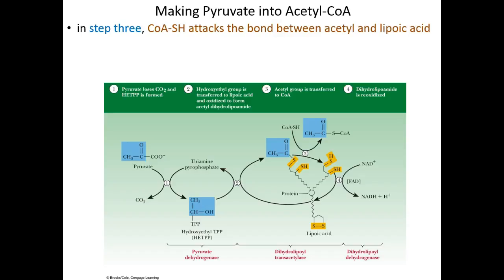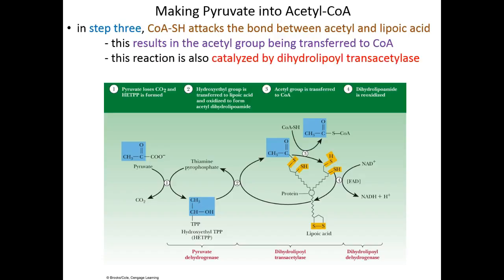Step 3 involves the CoA enzyme coming in and attacking the bond between acetyl and reduced lipoic acid. Essentially, CoA steals acetyl, resulting in acetyl-CoA. So we've just made acetyl-CoA. The enzyme subunit of the PDC that catalyzes that reaction is called dihydrolipoyl transacetylase. You don't need to know that either. Same enzyme as we mentioned before.